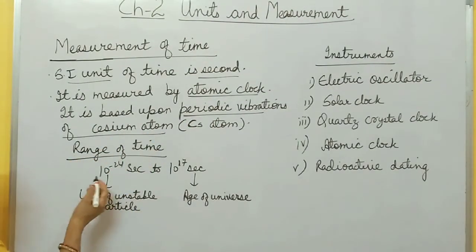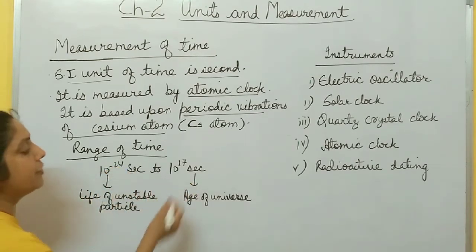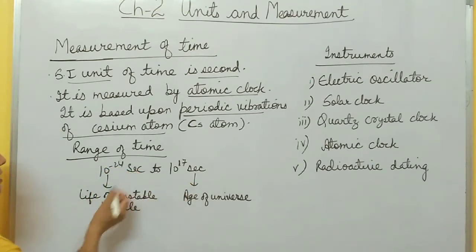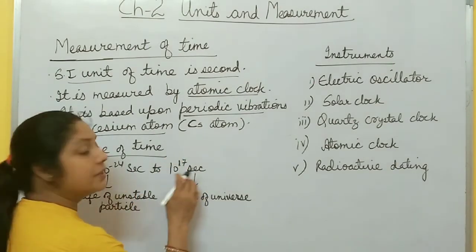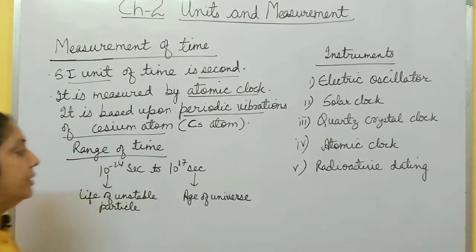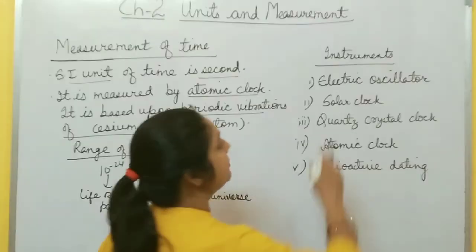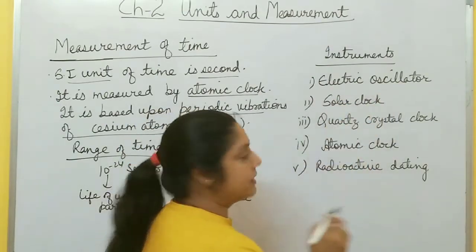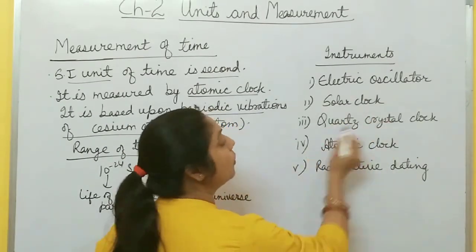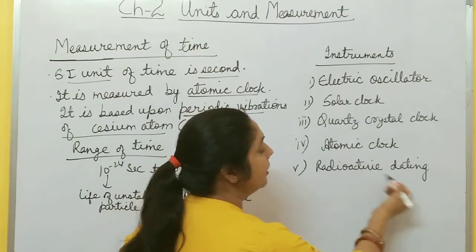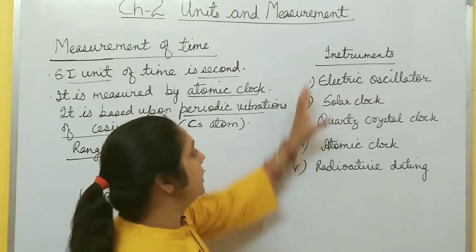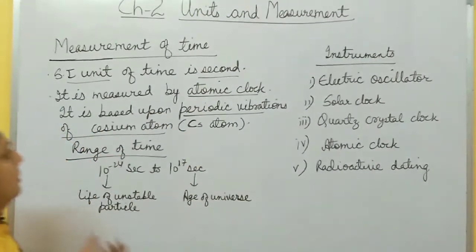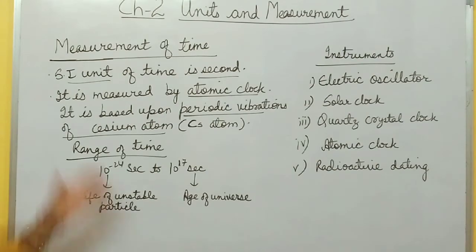What is the range of time? It is between 10 to the minus 24 second to 10 to the 17 second. 10 to the minus 24 second is the life of an unstable particle, and the maximum time you can measure is 10 to the 17 second. This is the age of the universe. Okay. Now different instruments are used to measure time: electric oscillator, solar clock, quartz crystal clock, atomic clock, and radioactive dating, which is used to measure the age of fossils, right? So there are different methods to measure time. It's not so important, but still you have to remember these things. Please take a screenshot of this one.